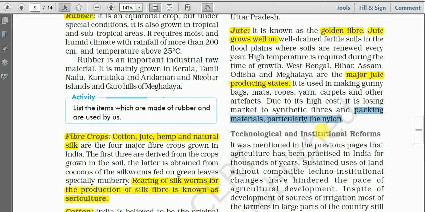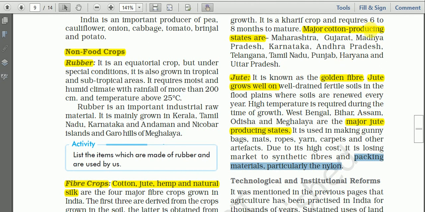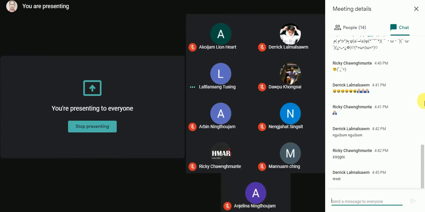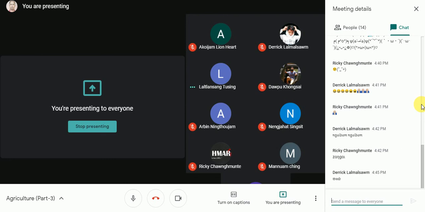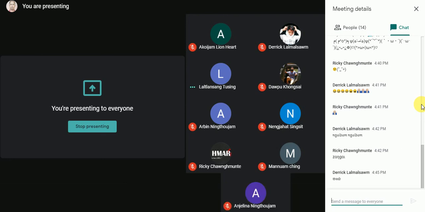So this is about jute cultivation in India. Any question? Are you clear? Any question? No, sir.